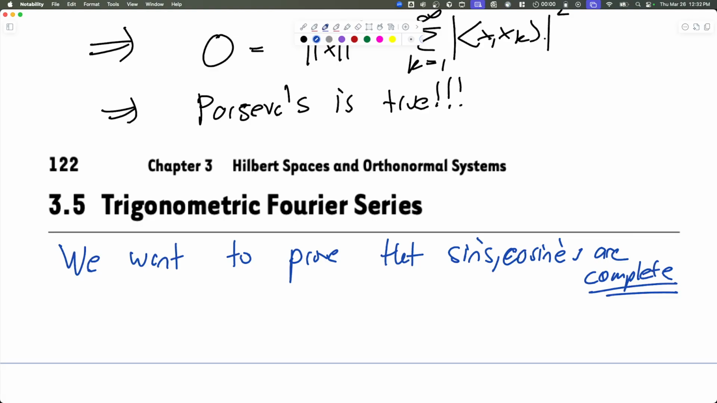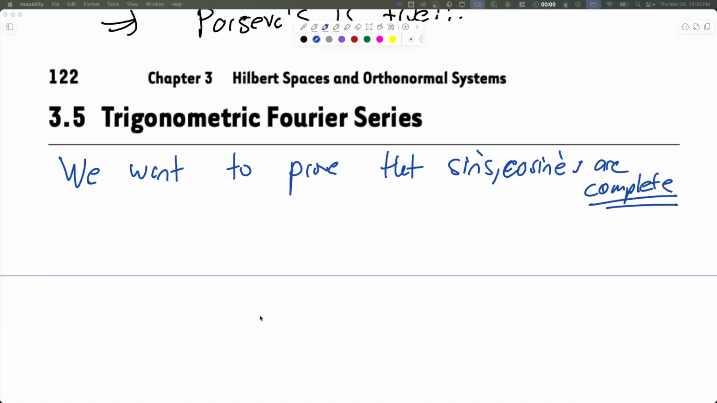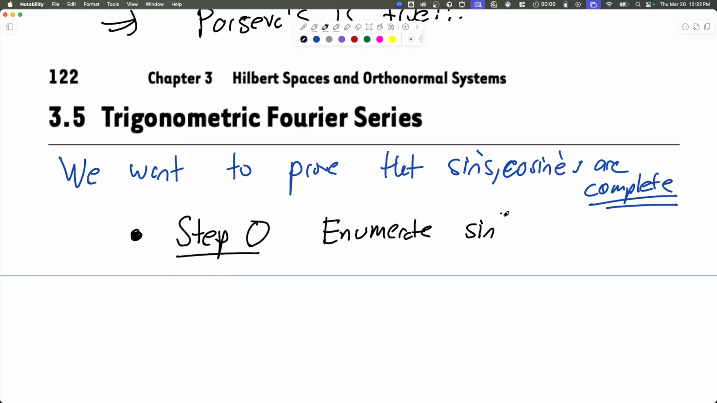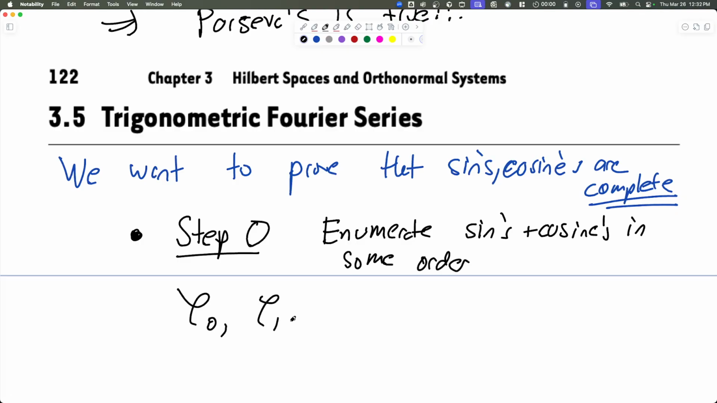Here is the general strategy that we have. We're going to enumerate the sines and cosines in order. So here's the high-level outline. Let's call this step 0: enumerate, that means put them in order, the sines plus cosines in some order. And we're going to call that phi. So we're going to do phi 0, phi 1, phi 2, phi 3, and so on.